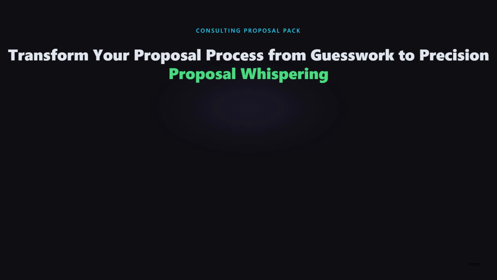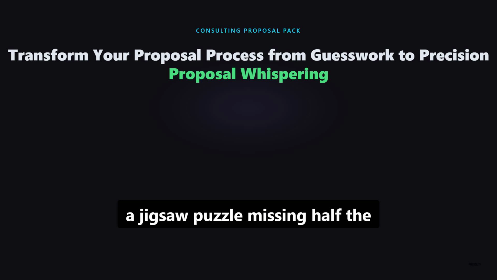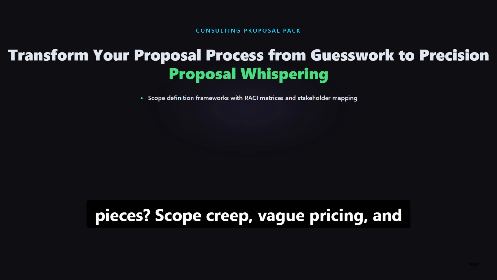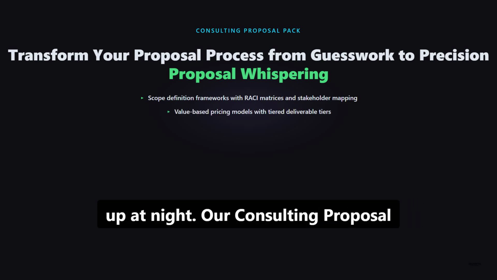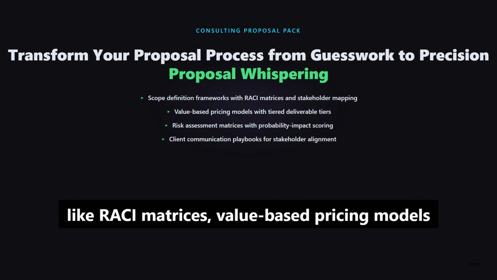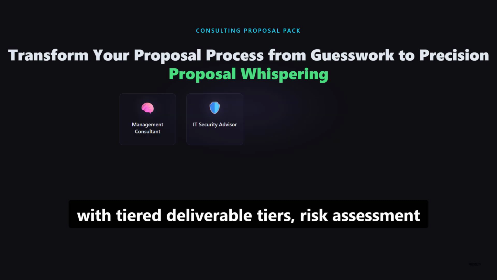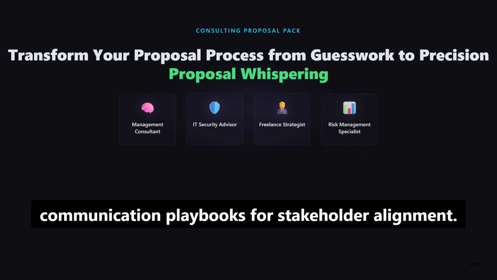How many hours have you wasted drafting proposals that feel like a jigsaw puzzle missing half the pieces? Scope creep, vague pricing, and risk management gaps shouldn't keep you up at night. Our consulting proposal pack gives you scope definition frameworks like RACI matrices, value-based pricing models with tiered deliverable tiers, risk assessment matrices with probability impact scoring, and client communication playbooks for stakeholder alignment.